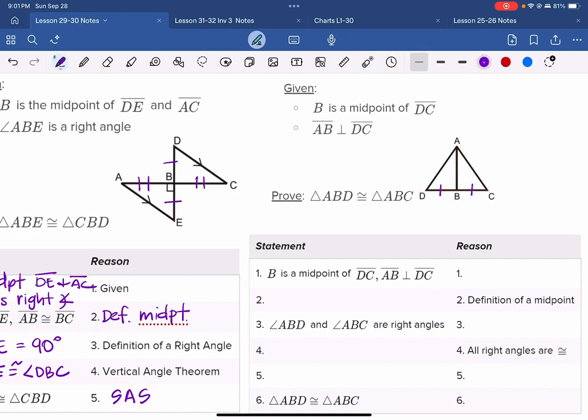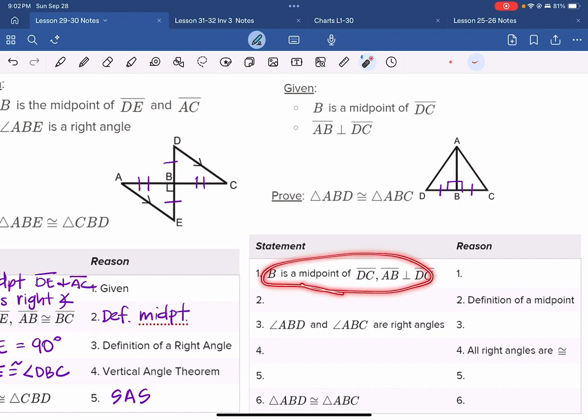So this time they didn't draw it in for me, so I'm going to go and put in my right angles. So immediately I can see that I have side angle. If I can prove this side, then I'll have side angle side. Okay, so I have to prove that this side is equal to itself. And then after I do that, I will have side angle side congruence.